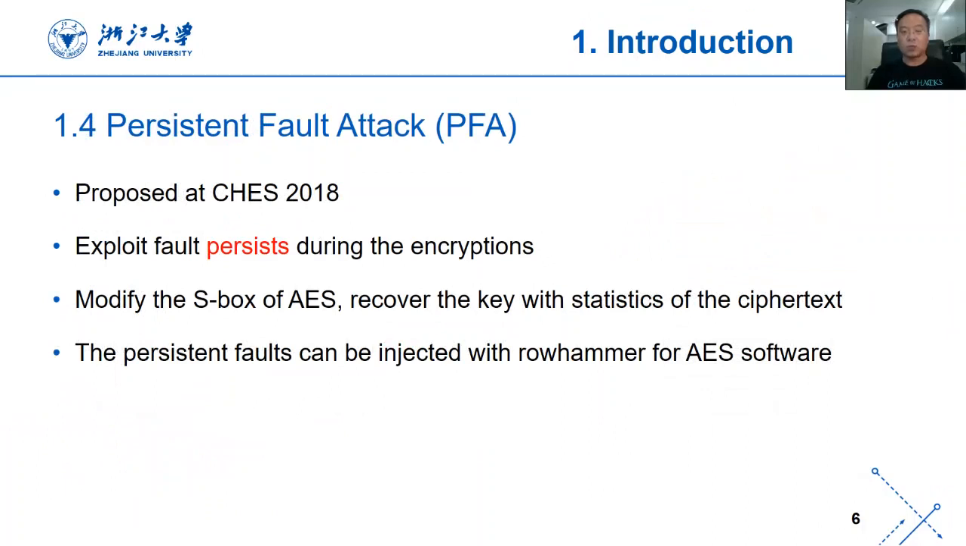Persistent fault attack, in short PFA, is to solve this problem of synchronization. Since the fault persists during the encryptions, it can be injected before the encryption starts, and it doesn't require precise timing. A typical persistent fault for AES can be injected by modifying its S-box, and then the key can be easily recovered with the statistics of the ciphertext. In that paper, faults are injected into the S-box with the Rowhammer technique on an AES software implementation.